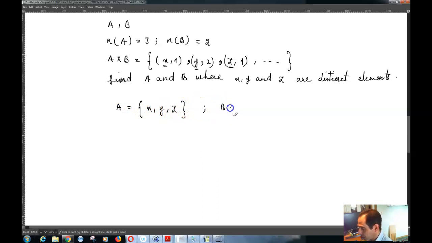And then B is going to be equal to basically 1 and 2, these 2 elements, and this has been repeated. So {1, 2}, and then we know that n(B) is equal to 2, so that's basically the 2 sets A and B. I thought that I was supposed to find the values of x, y, and z, which is actually not possible in this case.